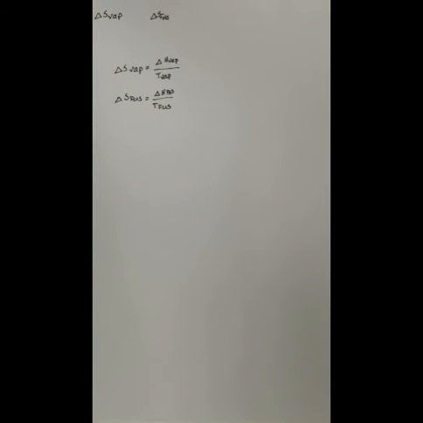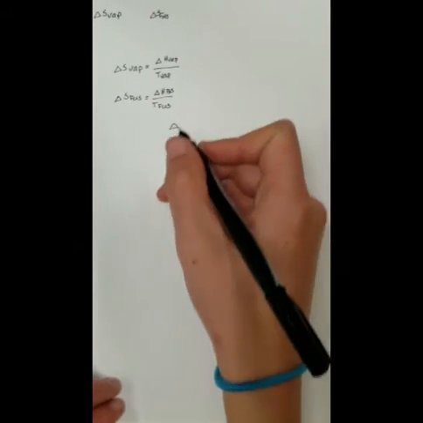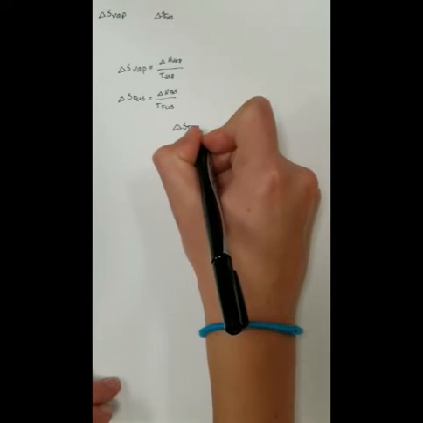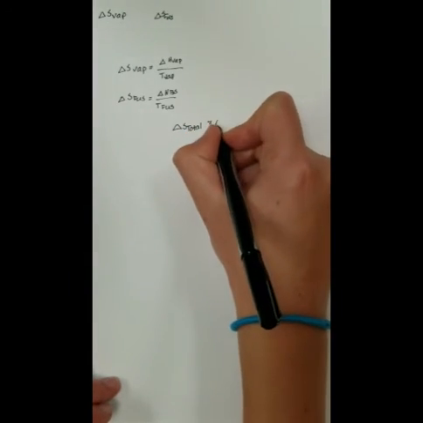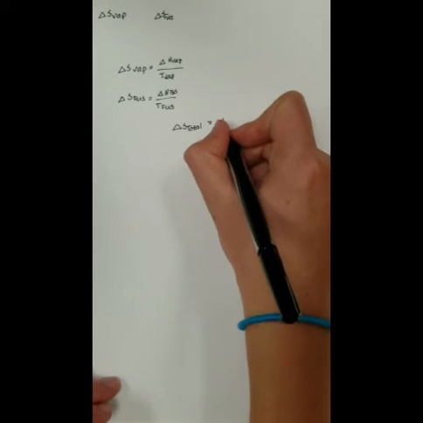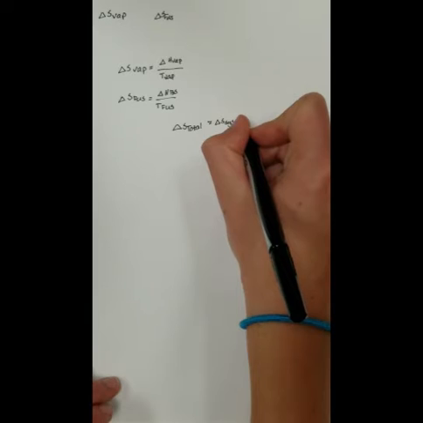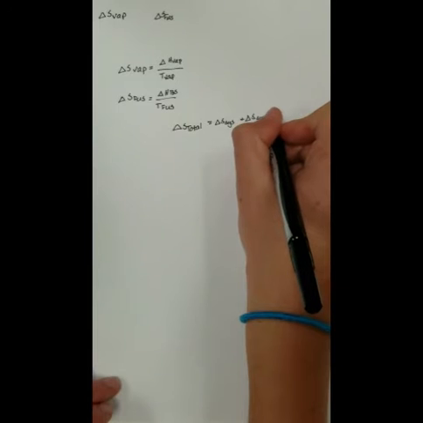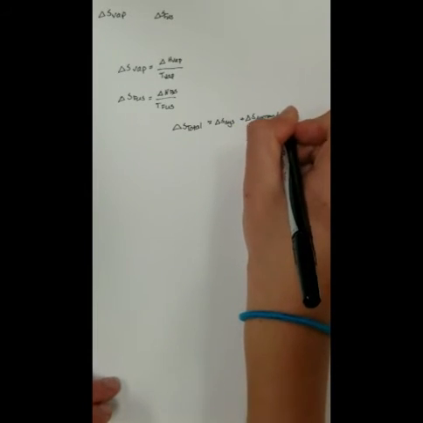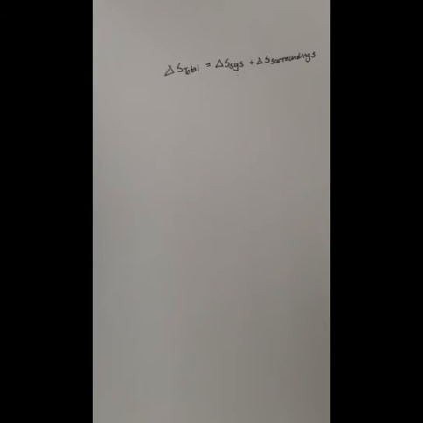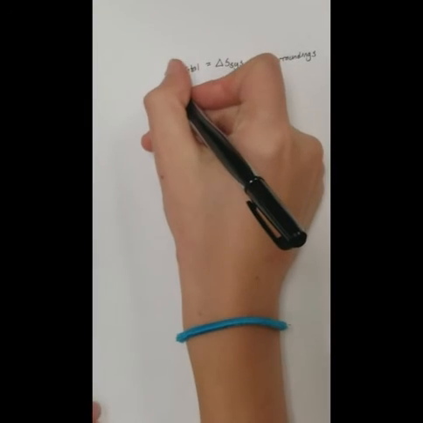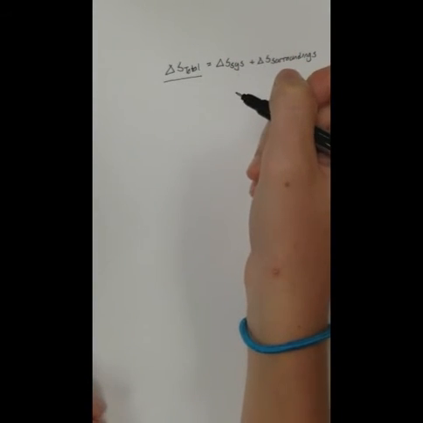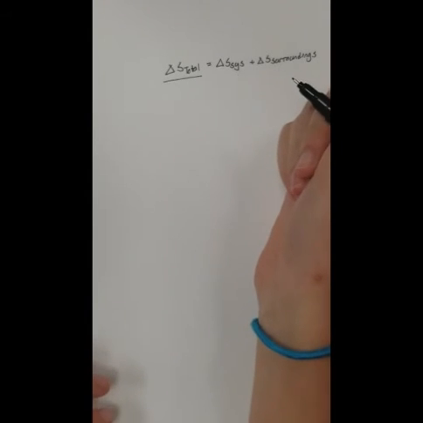Keeping this in mind, the delta S total for every system, be it fusion or vaporization, is going to be equal to the delta S of the system plus the delta S of the surroundings. Given this equation, we're able to see that if the total entropy is greater than 0, the reaction is spontaneous, meaning that the system is becoming more disordered.